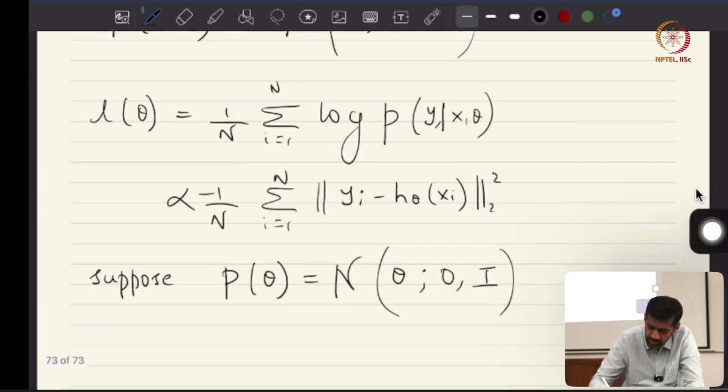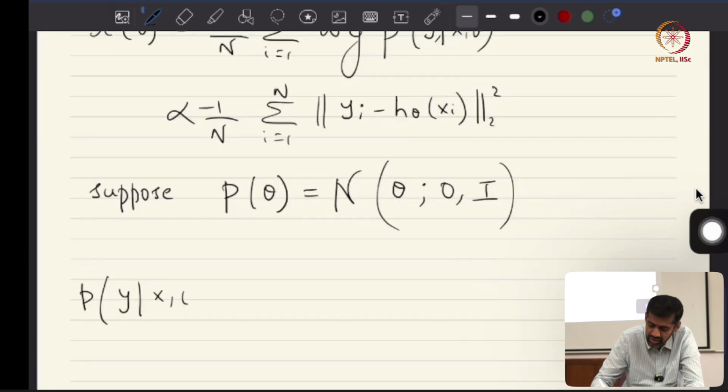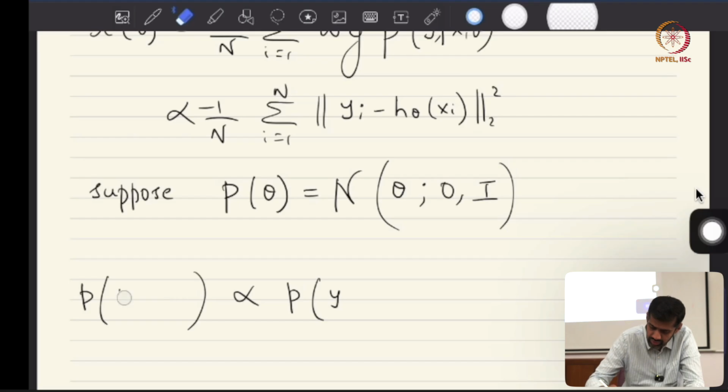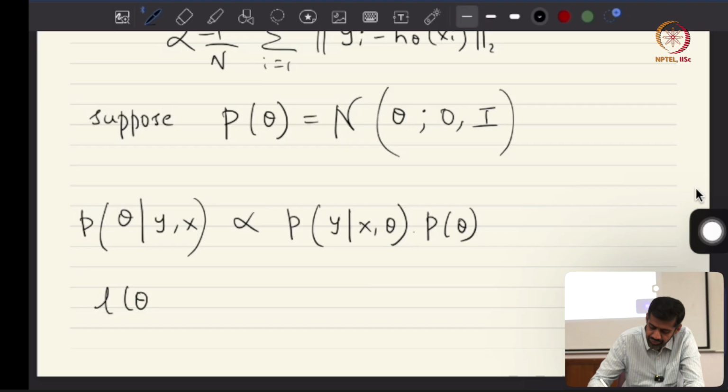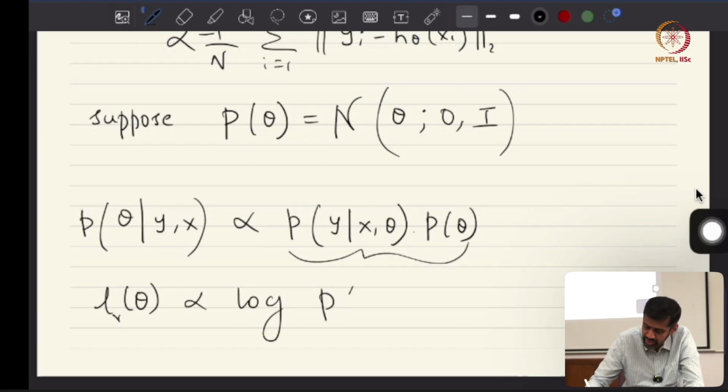So now p of theta given y and x is proportional to p of y given x and theta, and we have p of theta. And now if we look at the log likelihood function of this particular case, let me call that LR. I will have to look at the log of this, right? It will be proportional to log of p of theta given y and x, correct?